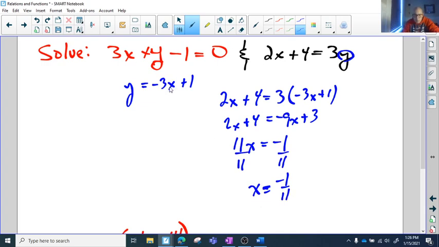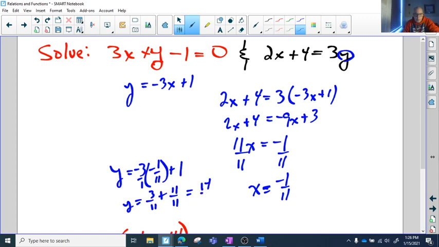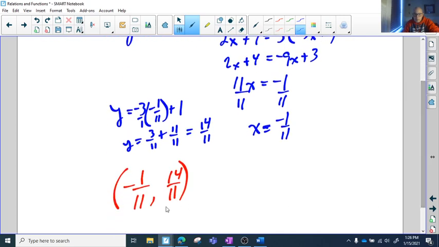Take this answer, put it in here to get your y value. So my y value is negative 3 multiplied by my x value plus 1. So y will equal positive 3 over 11 plus 1, which is the same thing as 11 over 11. That tells me my y value must be 14 over 11. Correct answer, negative 1 over 11, 14 over 11. And again, I should have clarified in the beginning, I did not want you to use Desmos and graphing. I wanted you to do it pencil and paper.